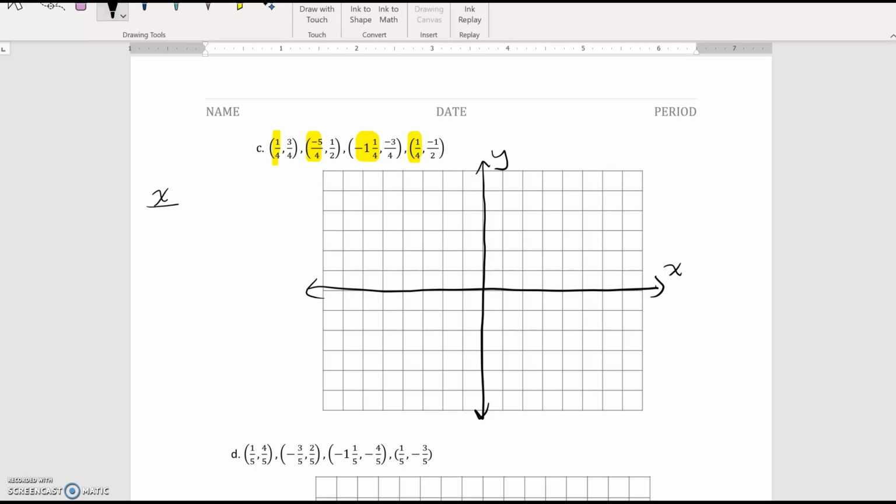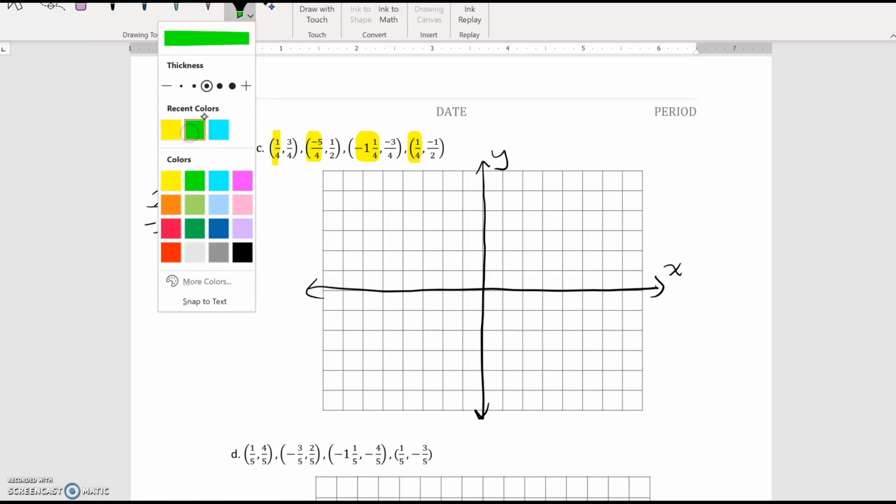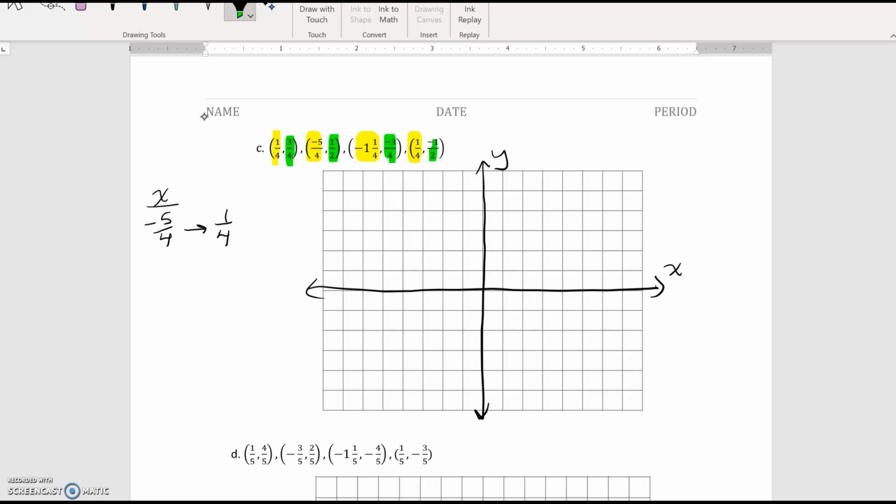So for my x, again, I see my lowest number is actually -5/4, which is the same as -1 1/4. So our lowest is -5/4, and it goes all the way to 1/4 as our highest. And then I noticed that for y, my lowest is -3/4, and it goes all the way to 3/4. So I'm seeing I'm counting by fourths, so it may make sense to count also by fourths.